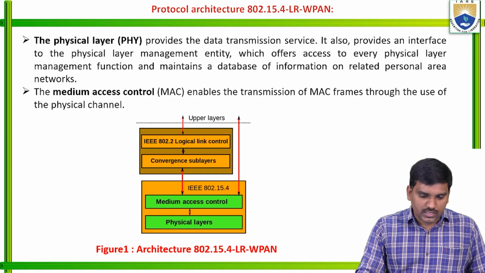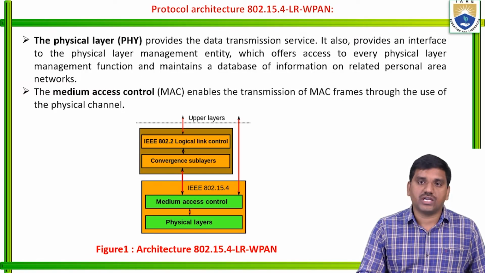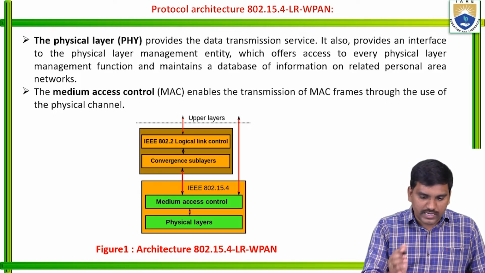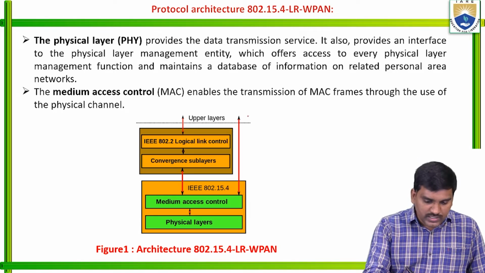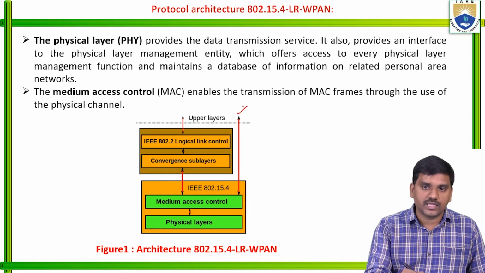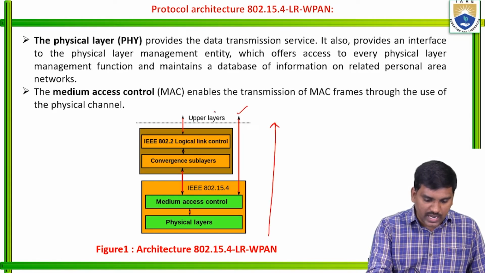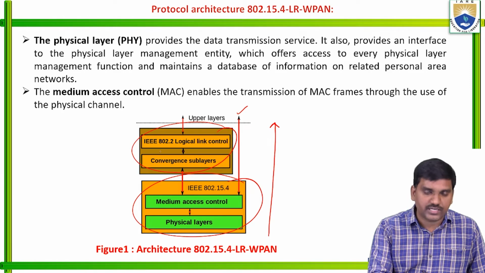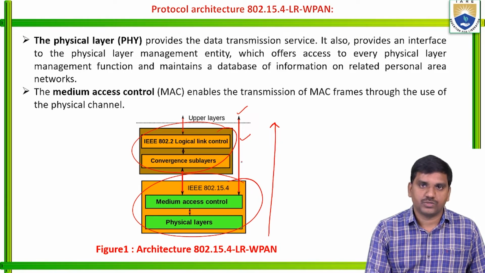Next, move on to the basic architecture of 802.15.4 LRWPAN. Every protocol has its own separate architecture. LRWPAN also has one, with upper layers on top and the lower layers at the bottom. Here we have 2 main blocks. In the first one, the upper layer, we have the 802.2 logical link layer, and beyond that, the convergence sublayers.